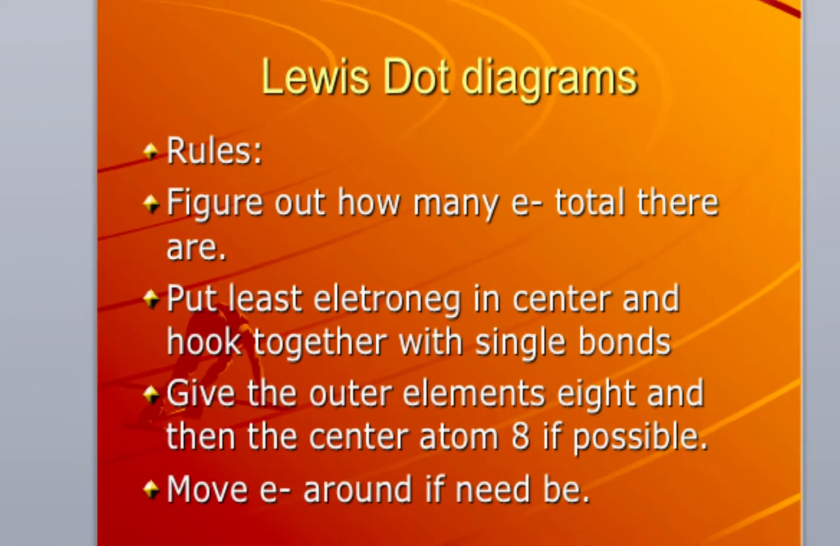What you want to do, let's pick one. Let's say CH4. First thing, if you remember, you might want to go back and look at your steps. How many total electrons are there? Carbon is in group 14, so it has 4 valence electrons. And hydrogen has 1 valence electron, so that's a total of 4 more. That's a total of 8. So you have 8 electrons to spend.